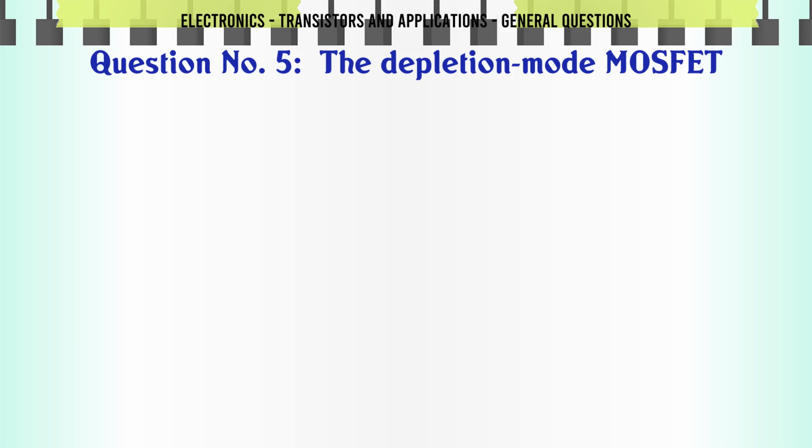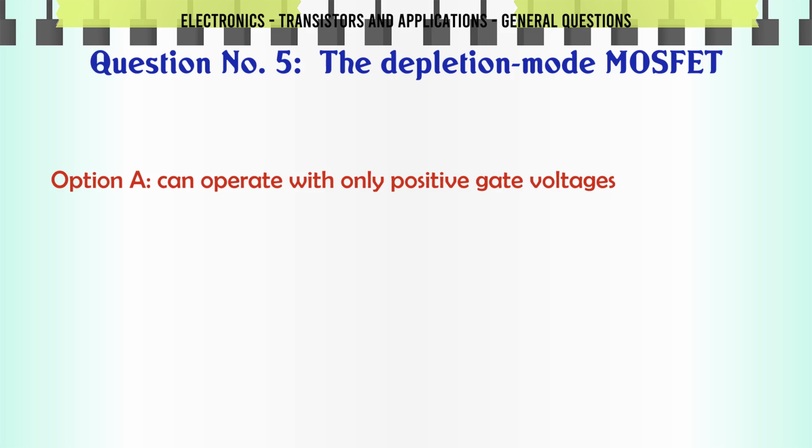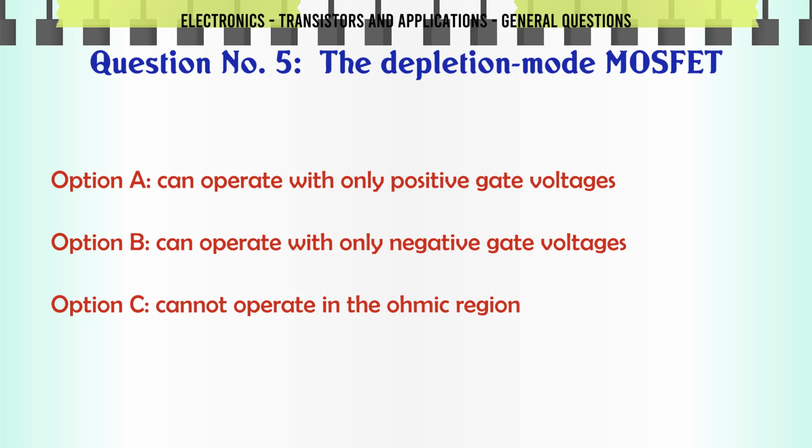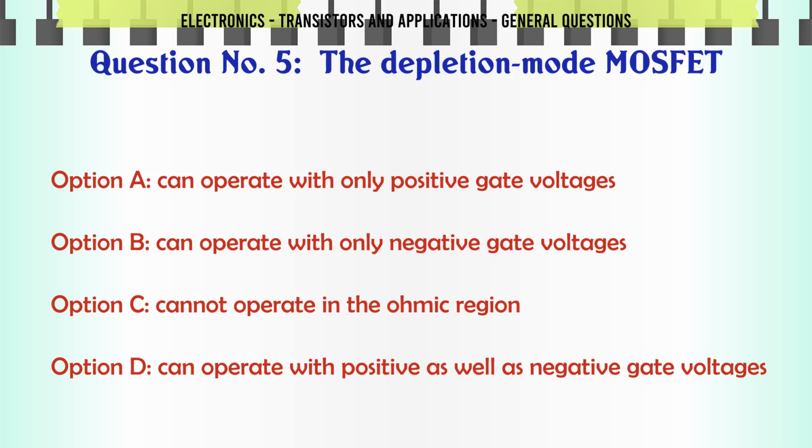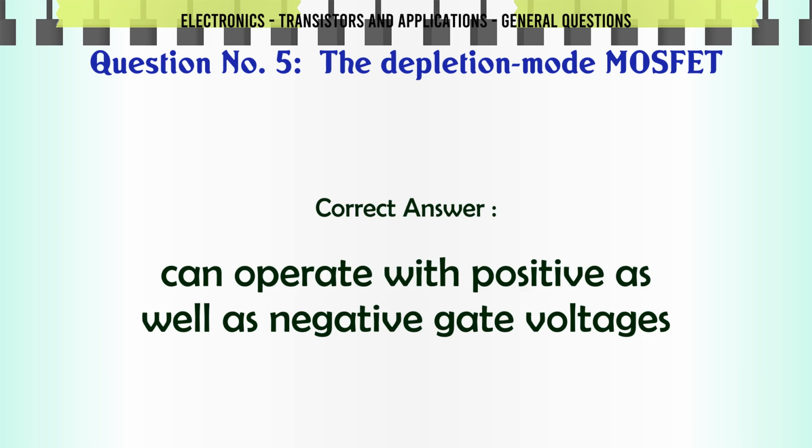The depletion-mode MOSFET: A. can operate with only positive gate voltages. B. can operate with only negative gate voltages. C. cannot operate in the ohmic region. D. can operate with positive as well as negative gate voltages. The correct answer is can operate with positive as well as negative gate voltages.